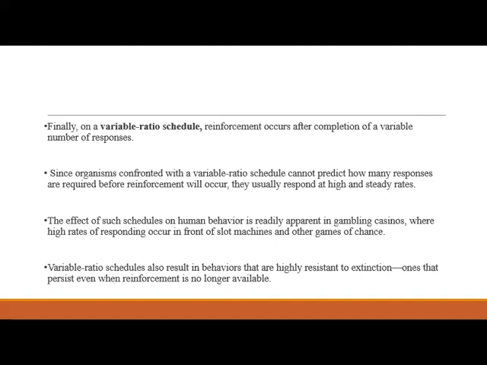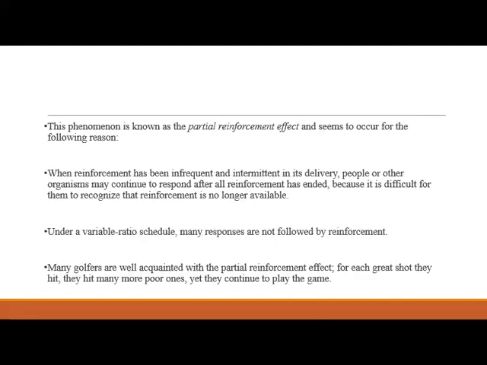And variable ratio schedules also result in behaviors that are highly resistant to extinction, ones that persist even when the reinforcement is no longer available. Now, this phenomenon is also called the partial reinforcement effect, and it seems to occur for the following reason. Because the reinforcement has been infrequent and intermittent in its delivery, people or other organisms may continue to respond after all reinforcement has ended, because it is difficult for them to recognize that the reinforcement is no longer available. Under a variable ratio schedule, many responses are not followed by reinforcement.